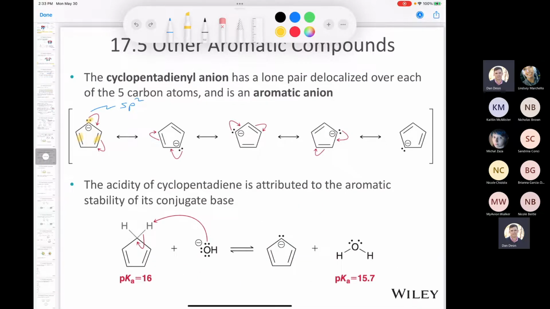That explains why, even though this is just a regular old sp3 hybridized carbon-hydrogen bond, it doesn't have a pKa of 50. It's got a pKa of 16. It's got this super low pKa. Well, why would that be? Because it's highly acidic. Why would that be? Because if you deprotonate it, you go from something that is non-aromatic to something that is aromatic. And that is the driving force behind cyclopentadiene being a relatively acidic compound compared to an alkane, let's say.